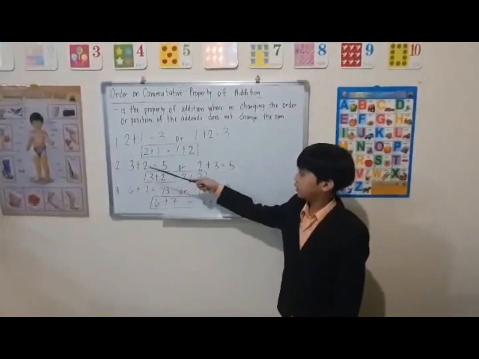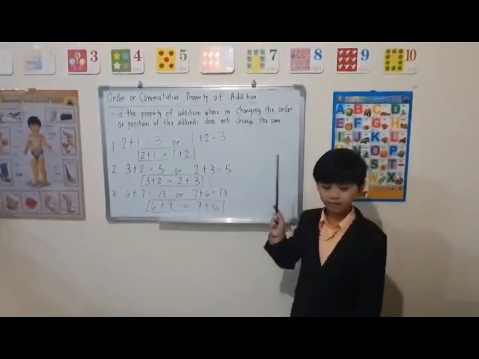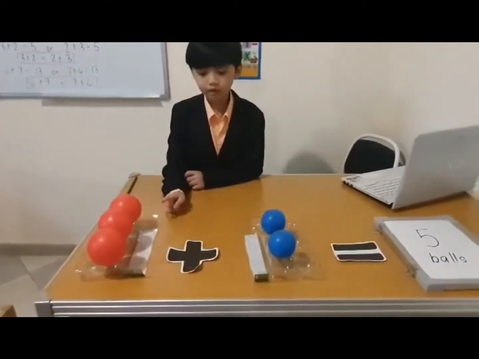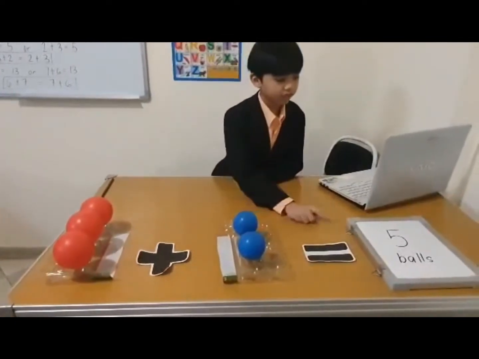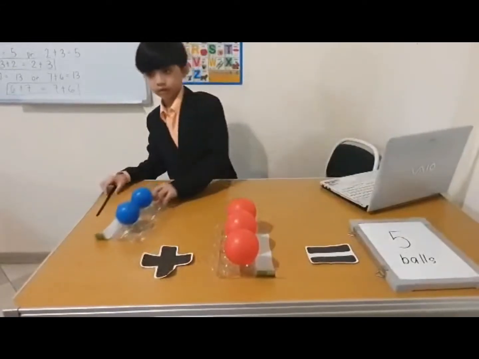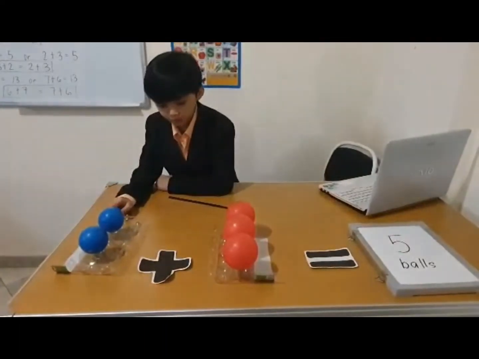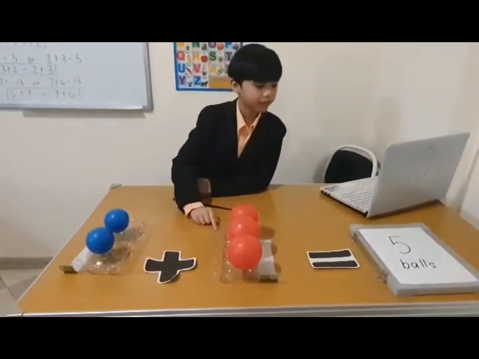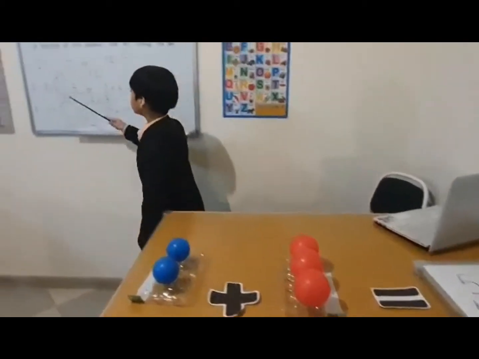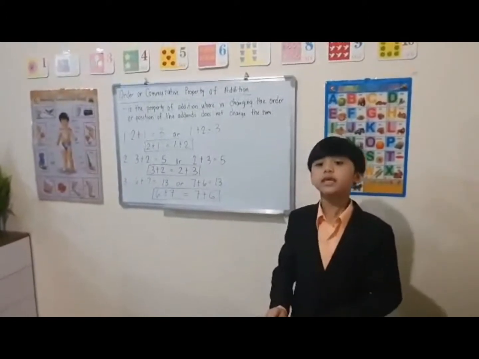Number 2. 3 plus 2 equals 5 or 2 plus 3 equals 5. I have here 3 red balls plus 2 blue balls equals 5 balls. If I change the position of these balls to 2 blue balls plus 3 red balls, the total is still 5 balls. Therefore, 3 plus 2 equals 2 plus 3. Both of these equations are equal to 5.